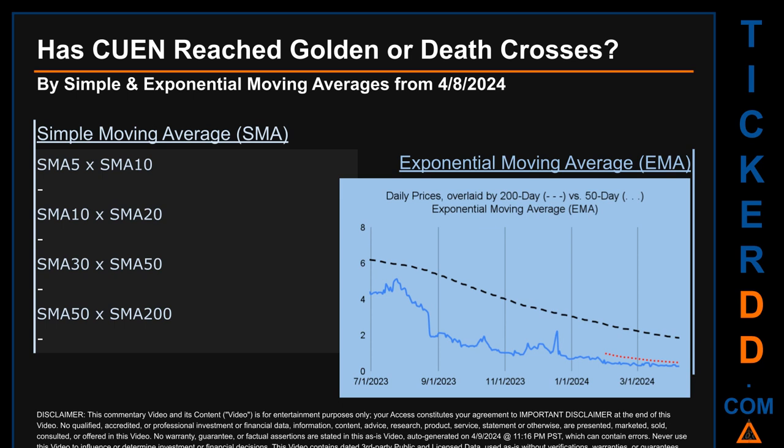Continuing with SMA, we looked across the 5 to 10, the 10 to 20, and the 30 to 50-day ranges to see if golden and death crosses had been reached. We could not find either a golden cross or a death cross signal for the 5 to 10, the 10 to 20, the 30 to 50, or the 50 to 200.